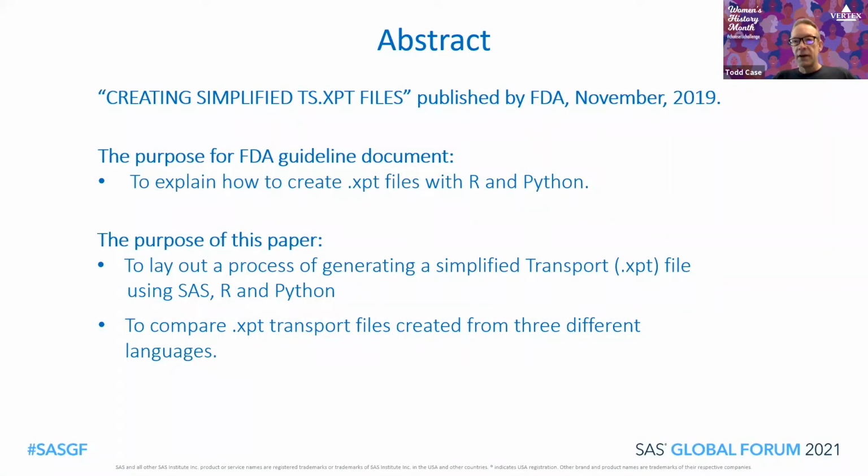So a little bit more about our paper. Our paper is based on a paper generated by the FDA itself. The FDA presented this paper in November 2019, and it was called Creating Simplified TS.XPT Files using R and Python. So there was no mention of SAS. Since this is a SAS conference, we are going to include SAS, and at the very end of the presentation, we are going to make a comparison of the XPT files between R, SAS, and Python. During that process, Yuting is going to walk you in detail exactly through how to create those XPT files using all three of the softwares.